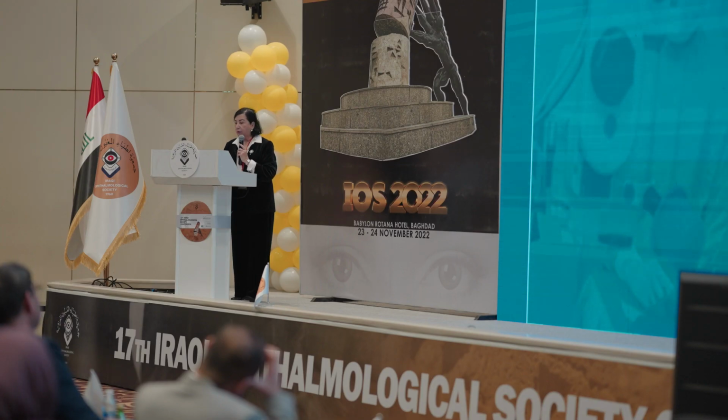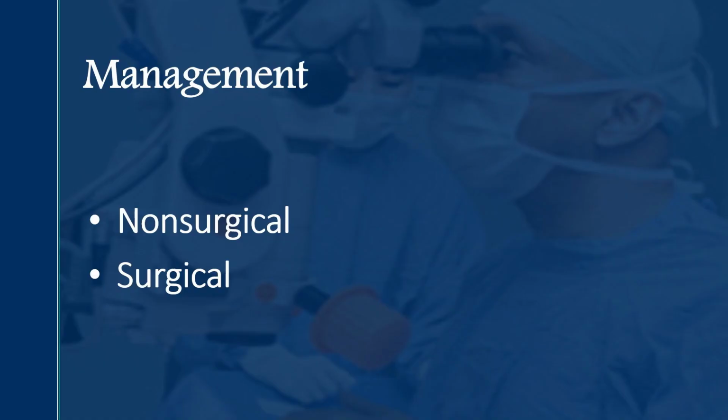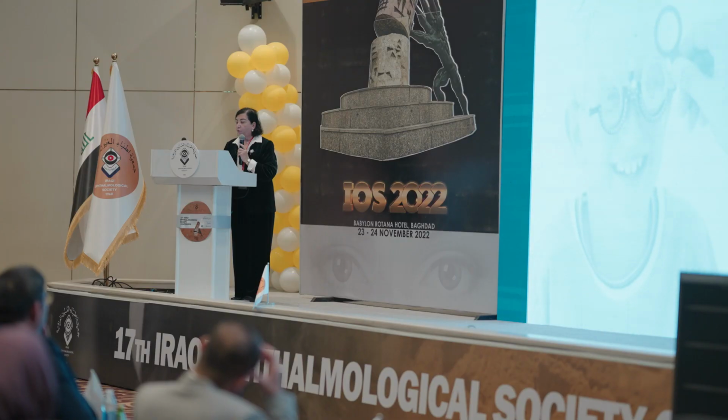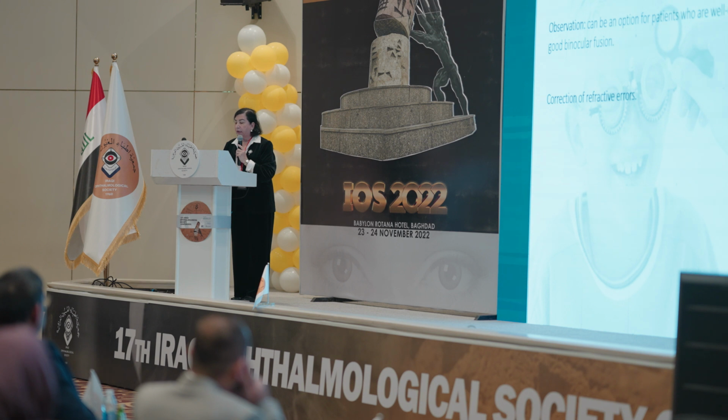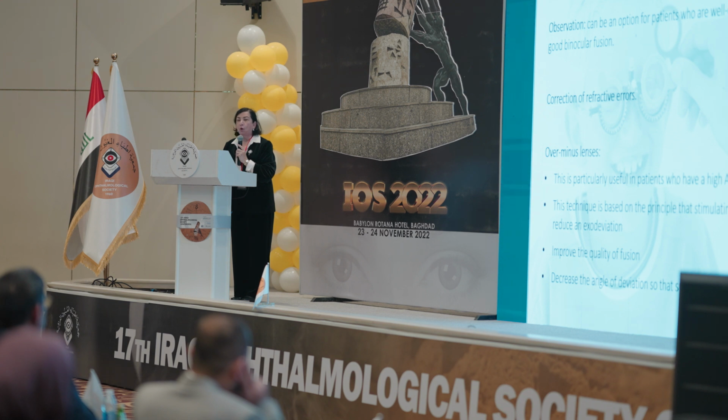How will we manage our patient? Of course, we shall start with non-surgical treatment, then there are certain indications when we must do surgical treatment. For non-surgical treatment, first of all, we start with observation. Of course, not every patient. It is done for patients who have good control, are asymptomatic, and have good binocular fusion. Correction of refractive error is a strong point, and when there is a high AC/A ratio, we must use over-minus lenses.